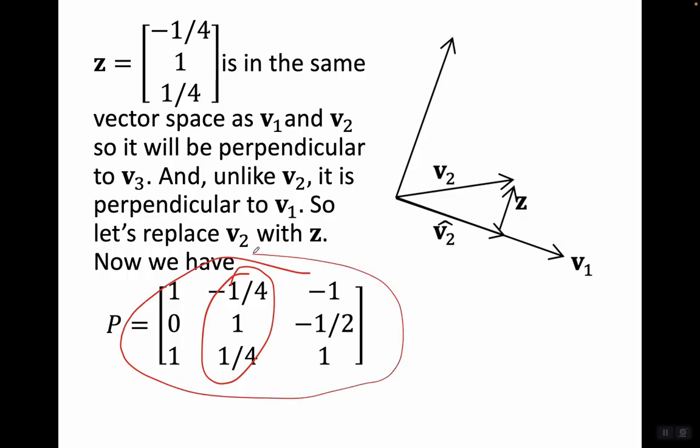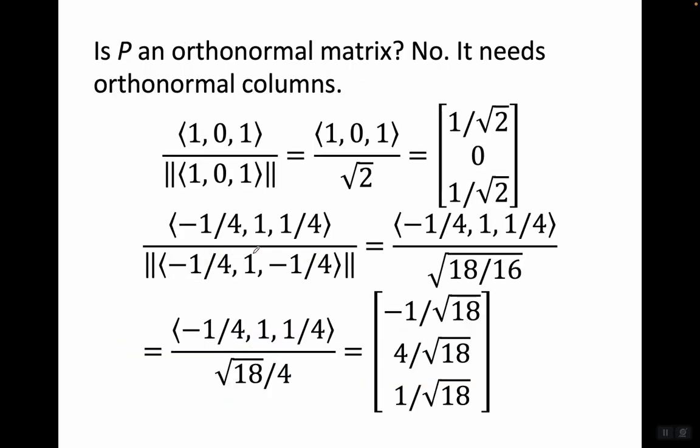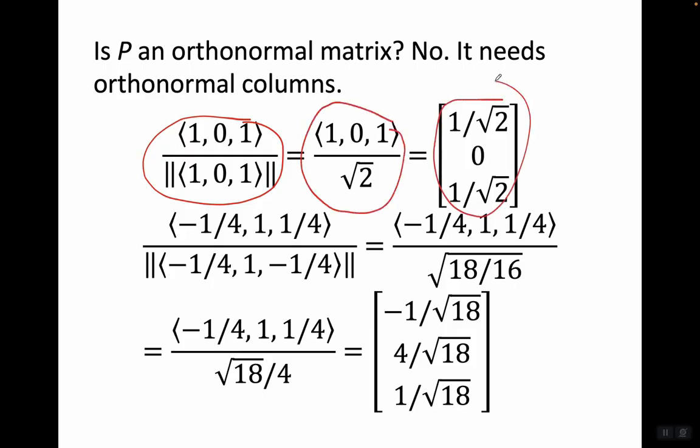It's a matrix whose columns are orthogonal to each other. Is P an orthonormal matrix? No, it needs orthonormal columns. So to find orthonormal columns, we need to make unit vectors in the same direction. So instead of (1, 0, 1), we want (1, 0, 1) divided by the length of (1, 0, 1). In other words, (1, 0, 1) divided by square root 2, or this vector, I should say: (1 over square root 2, 0, 1 over square root 2).